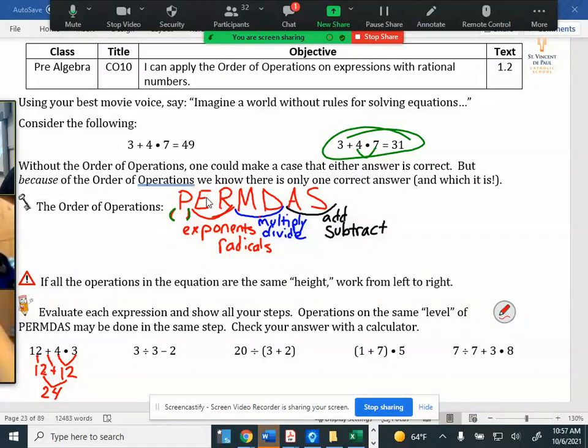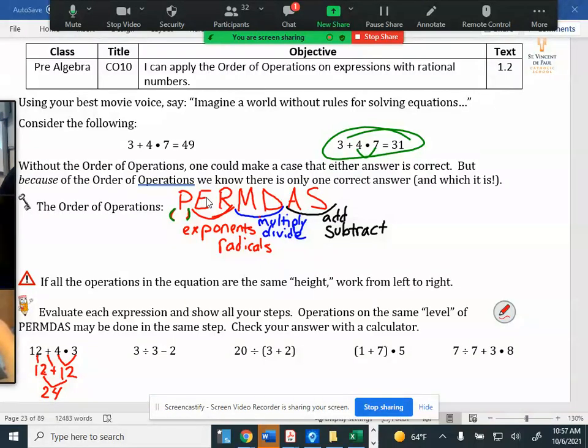These just have 3 numbers in the expression. When they get to be longer, it becomes more and more important that you follow down all of your numbers and operations, so that way you're keeping yourself organized and on track. We're going to skip over to 20 divided by 3 plus 2 in parentheses.